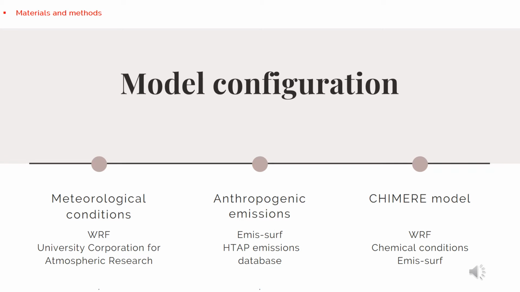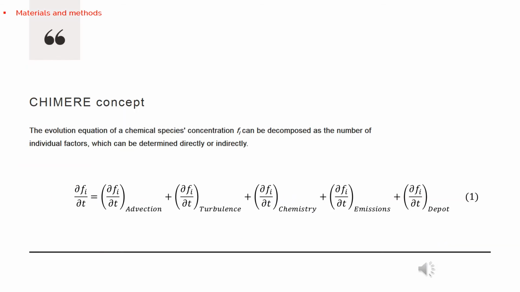Now I switch to the methodology of this work. The modeling part is carried out using three models based on weather research forecast data. The CHIMERE model calculates the gas and aerosol concentration. The weather research forecast model is used to compute meteorological data. Finally, the emissions model provides gas and aerosol emissions.